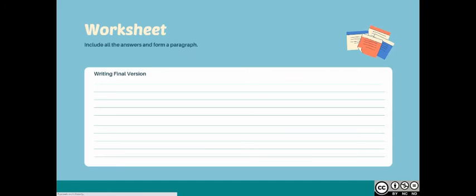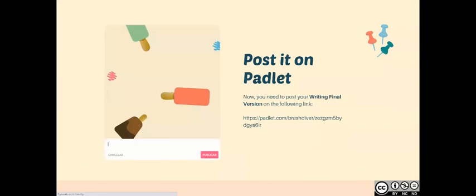At this point, you need to include all the answers in order to form a paragraph. Now, you need to post your final writing version on Padlet. Open the following link you see on the screen.